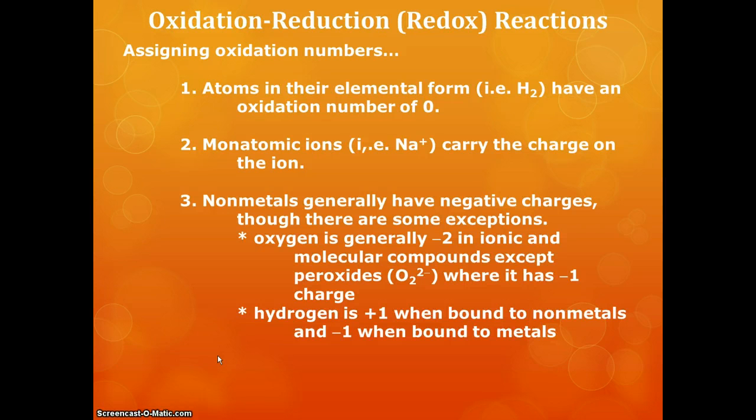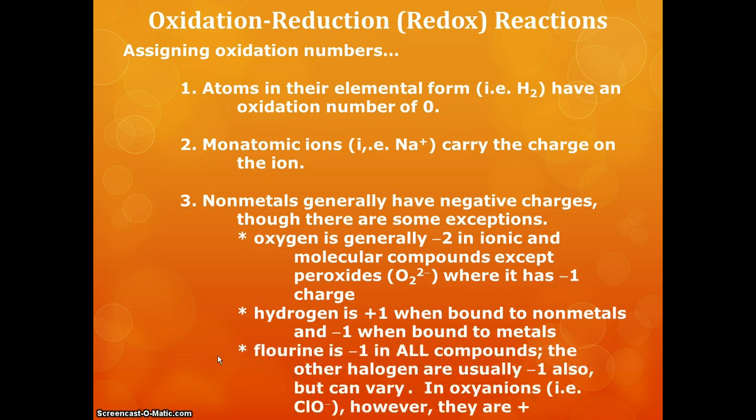Hydrogen is generally +1 when bound to nonmetals, and -1 in hydrides when it's bound to metals. Fluorine is -1 in all compounds. The other halogens are usually also -1, but they can vary. Specifically in oxyanions, they can be positive. Things like ClO, hypochlorite, they'll be positive to offset the negative oxygen.